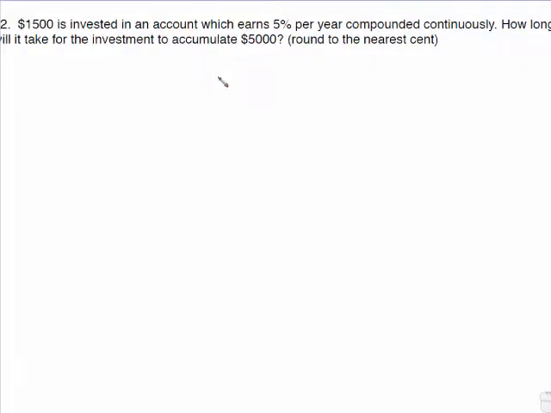We have a couple word problems coming here. This says $1,500 is invested in an account which earns 5% per year compounded continuously. Compounded continuously tells me that we're talking about the PERT formula. And then it eventually asks me how long will it take the investment to accumulate to $5,000. That means we're looking for T.